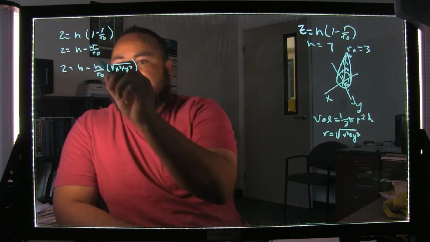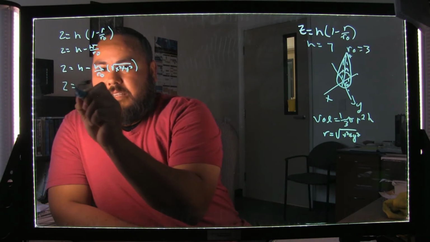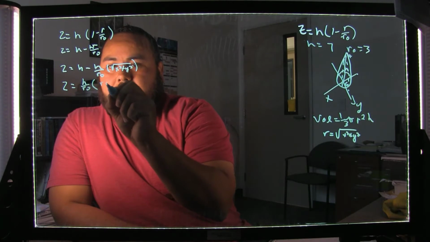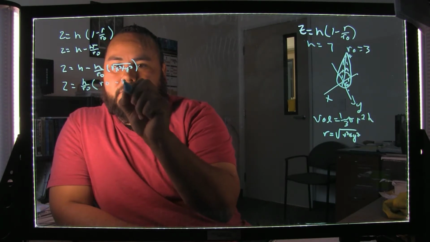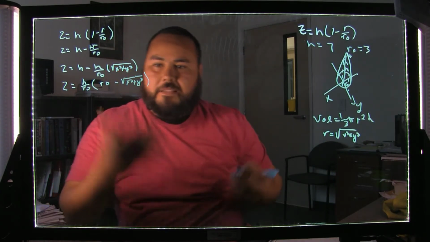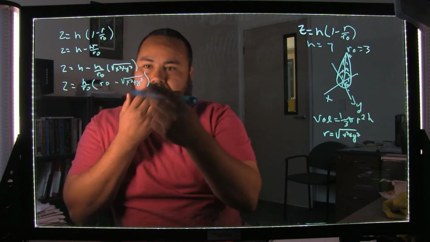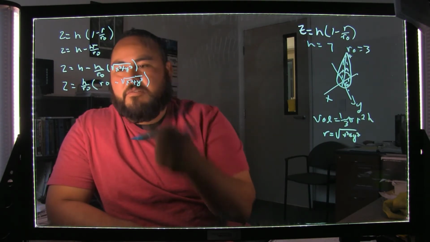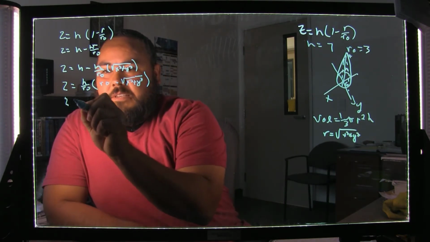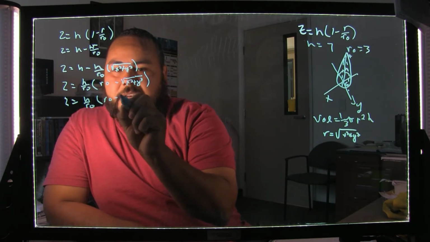Then, to make life simpler, we can factor and have z equals h over r sub o times (r sub o minus the square root of x squared plus y squared). Just to make it easier again, with fewer variables to deal with, we'll go back to r. So z equals h over r sub o times (r sub o minus r).